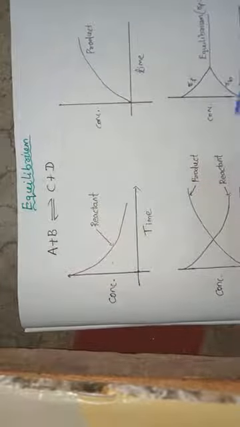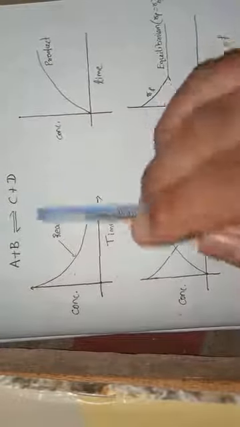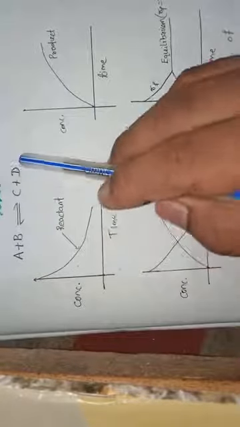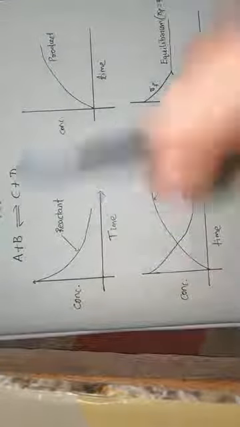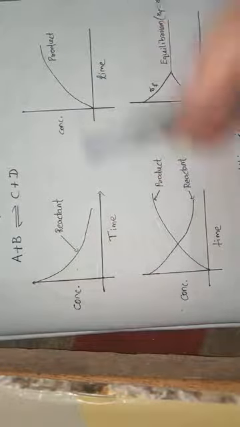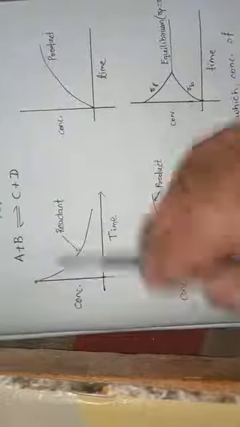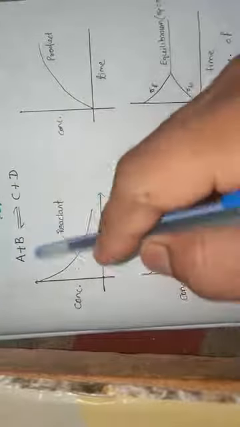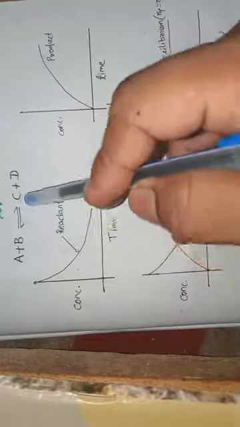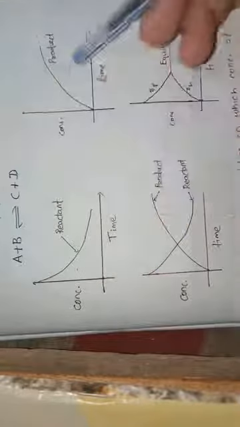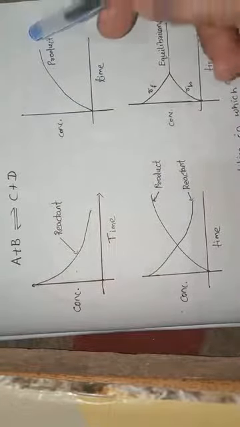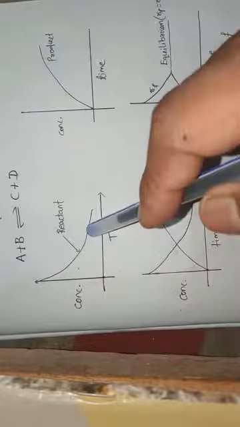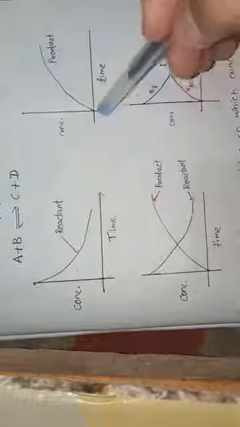In case of the forward reaction, when A plus B forms C plus D, the concentration of reactant decreases. What happens here? The concentration of A and B decreases, and the concentration of C and D, meaning the product, increases with time. In the forward reaction, the concentration of reactant decreases and the concentration of product increases.